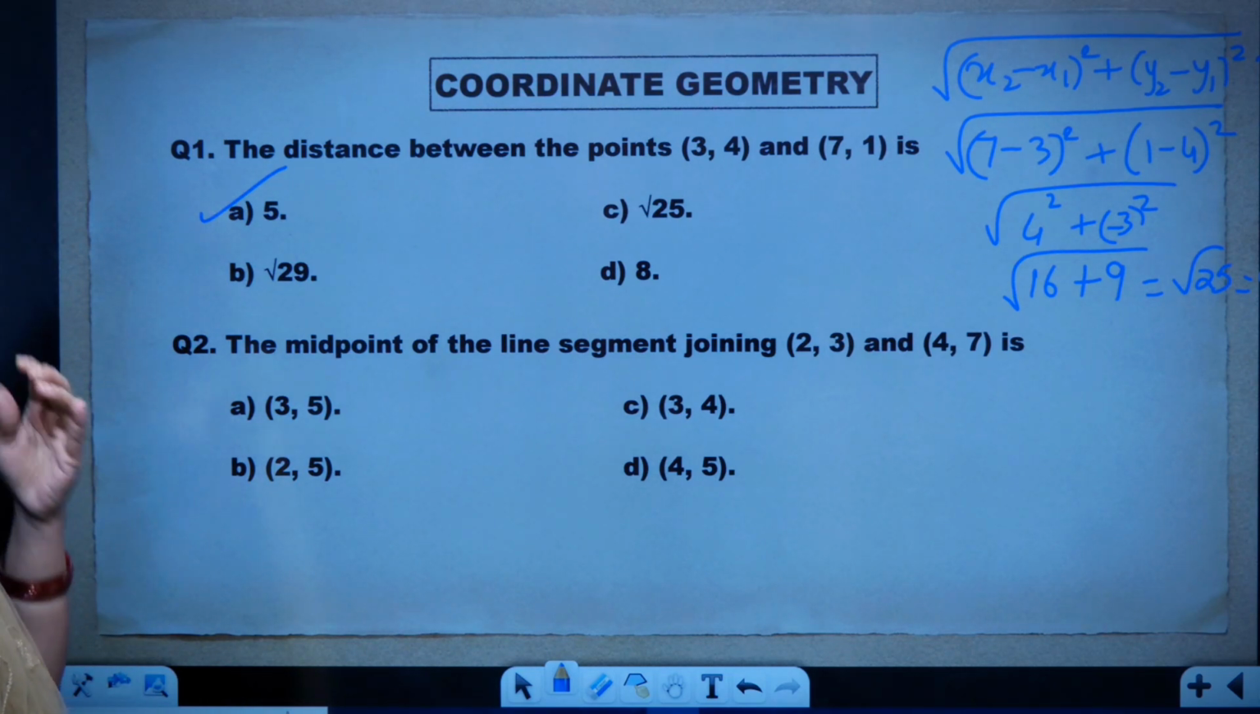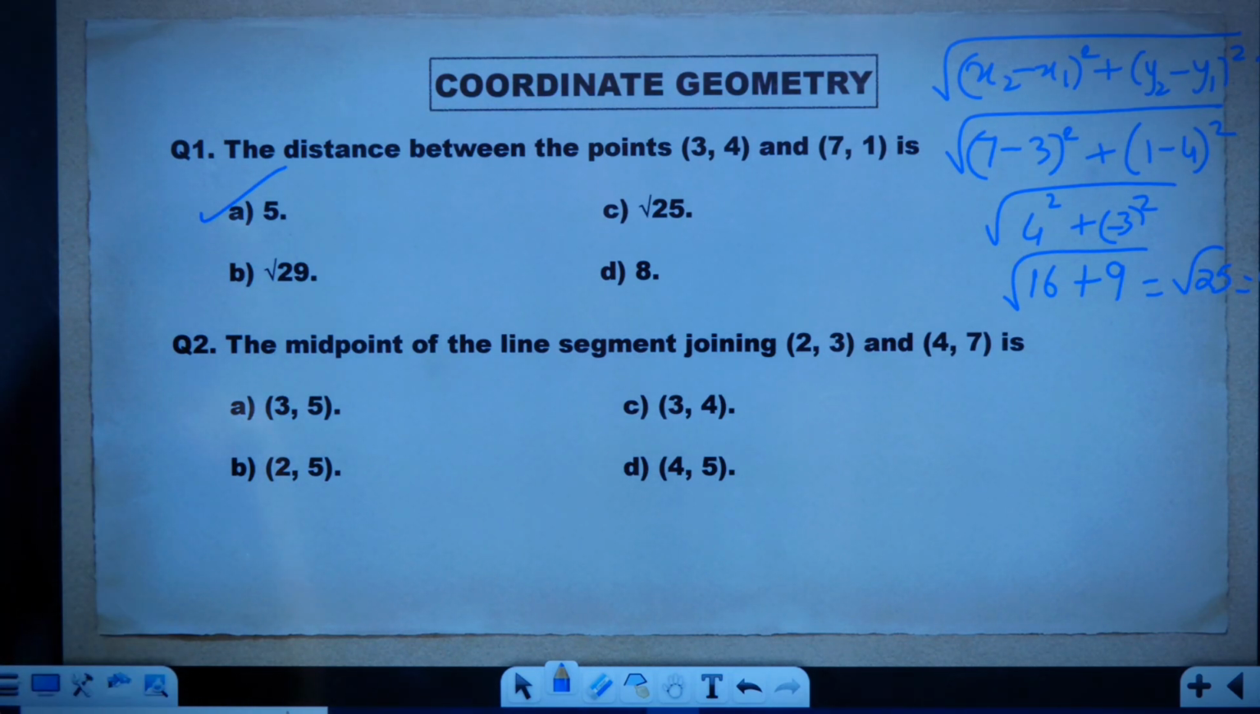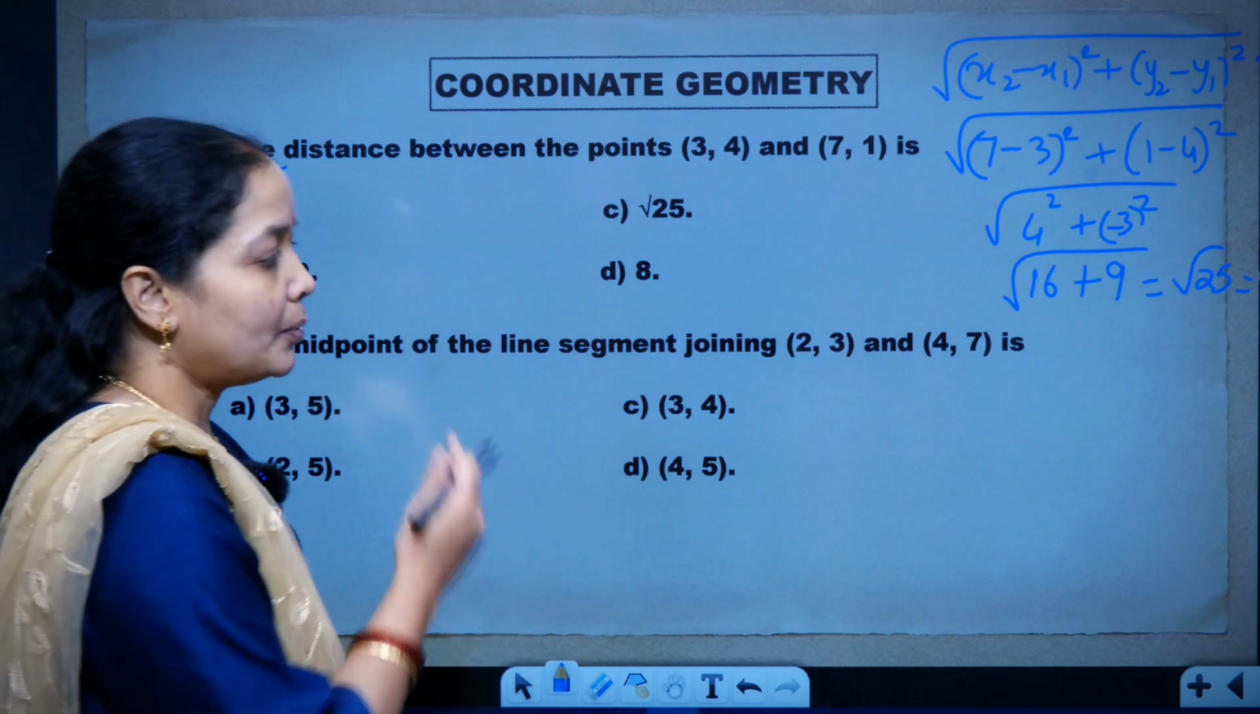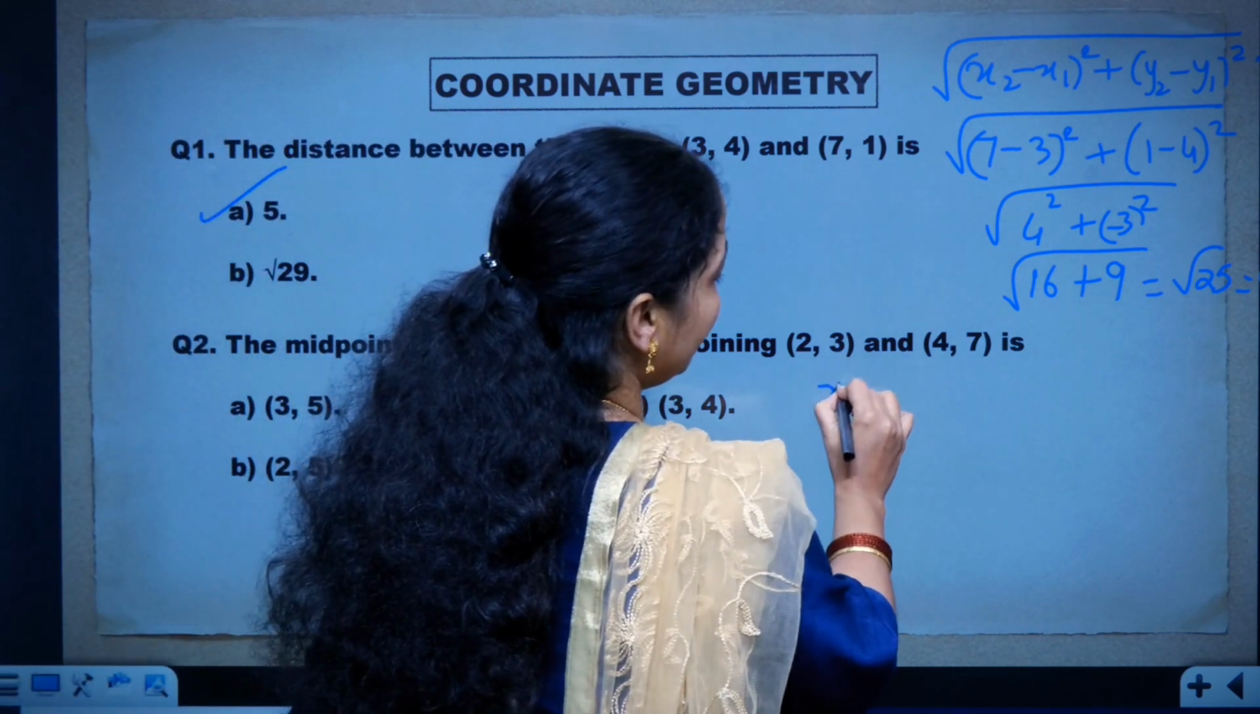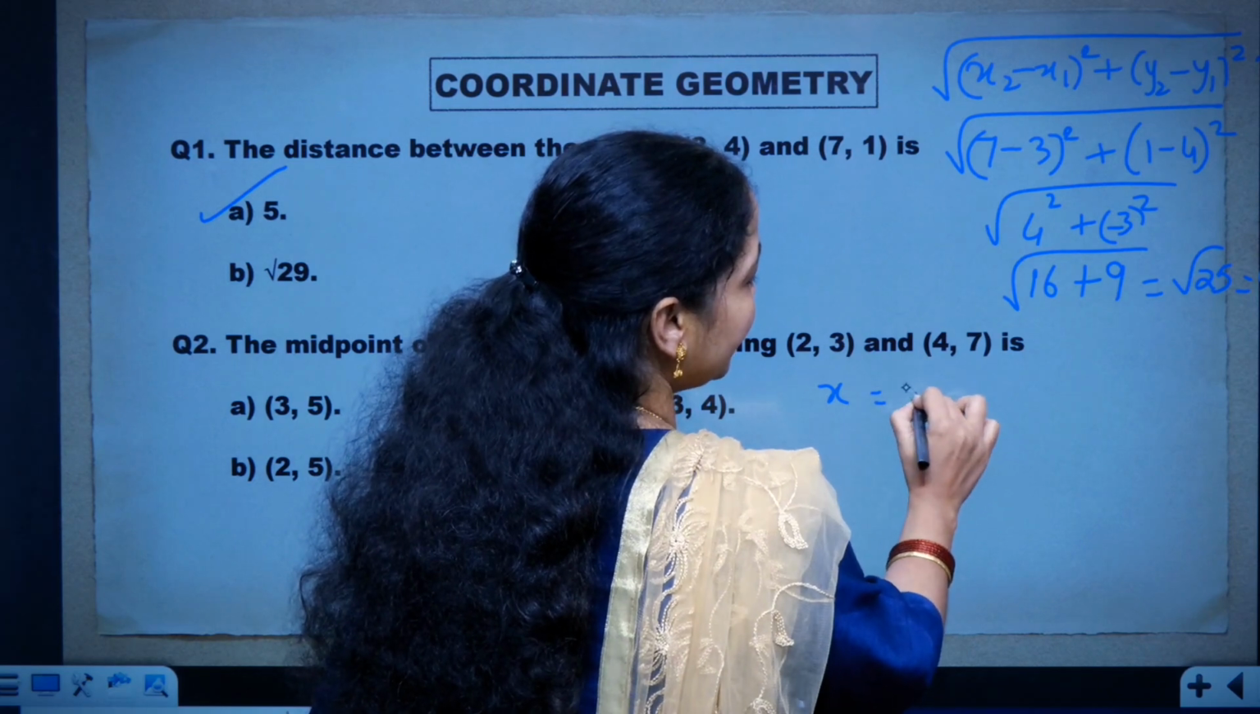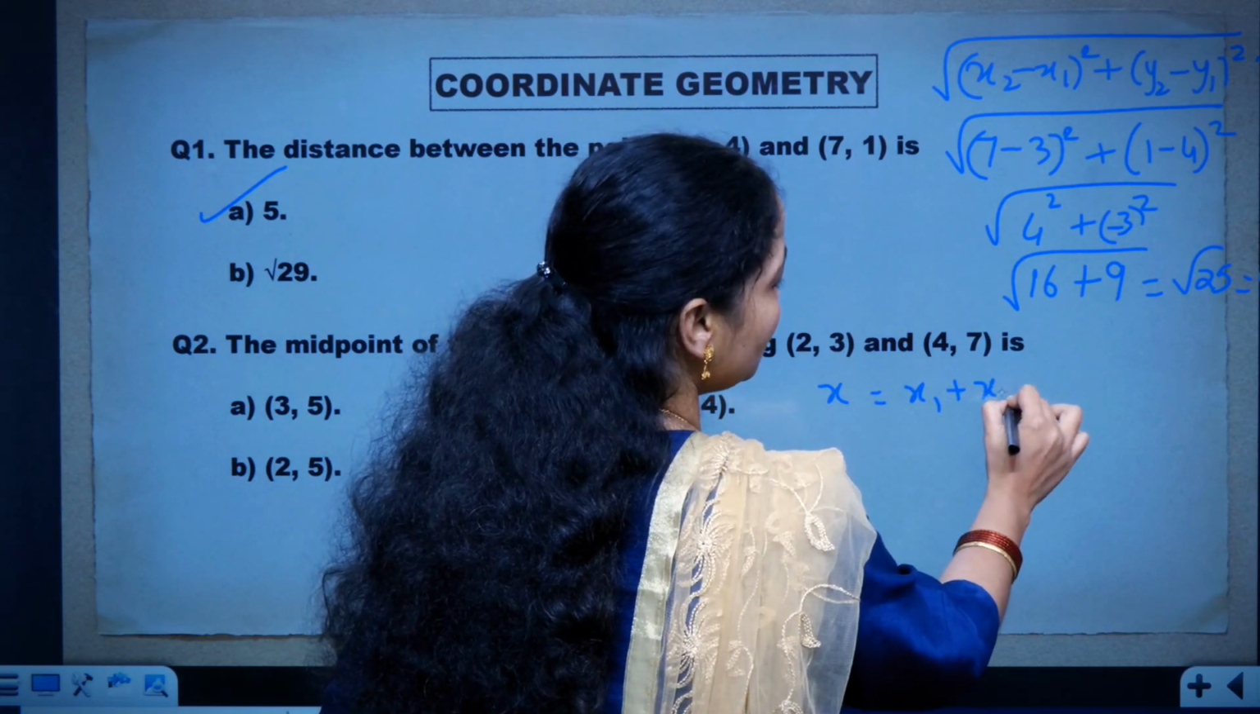In the next question, the midpoint of the line segment joining 2, 3 and 4, 7. What is the midpoint formula? If I have to find the coordinate x here, the midpoint of x will be x1 plus x2 by 2.